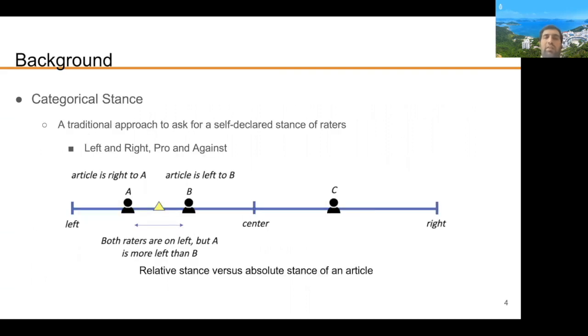Traditionally, whenever the human intelligence is crowdsourced and they are asked for their own self-declared stances, it is done through categorical stances, such as left or right, or pro or against certain topic. If we look at this figure below, we see that there are three raters, A, B, and C, A and B being on the left, while C is on the right. There's one article shown through a yellow triangle between A and B. We can see that user A is more left to B. This is why we propose to ask the relative stance rather than the absolute stance of the article.